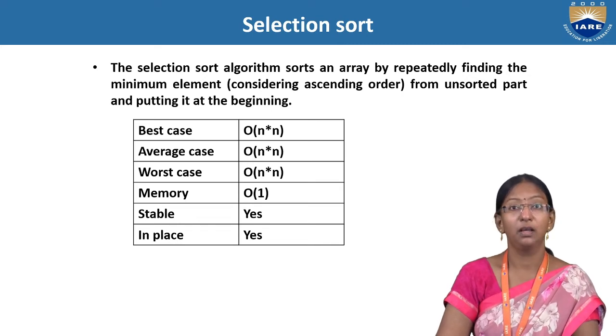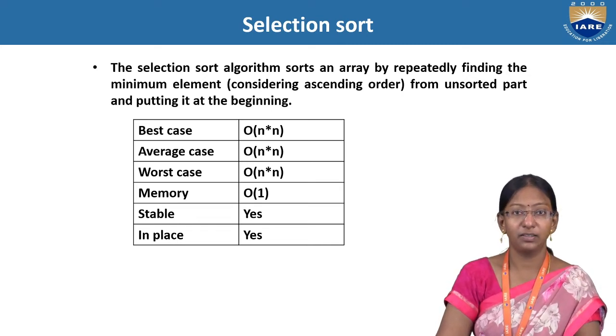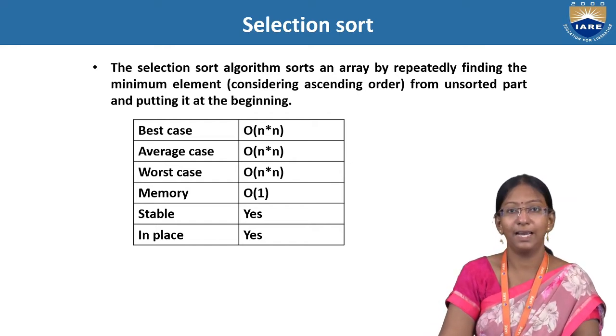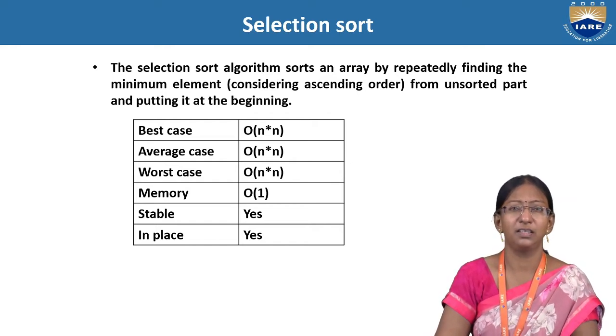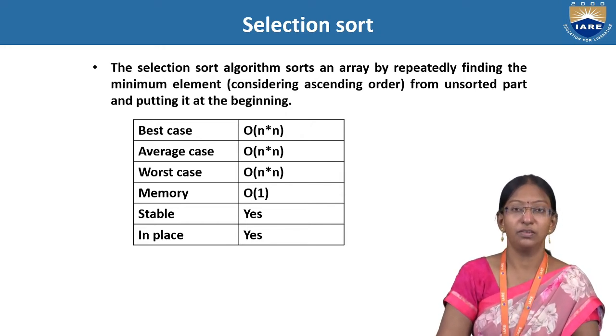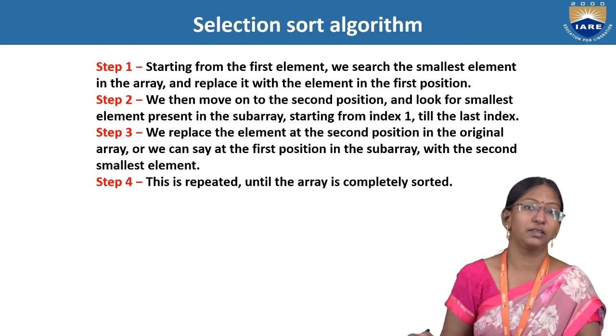In place means it doesn't need any extra space of size n. If there are n elements in the list, it doesn't need n elements of extra space. It is not a costly one coming to memory usage. It is an in place one. Okay, let's see the algorithm for the same.